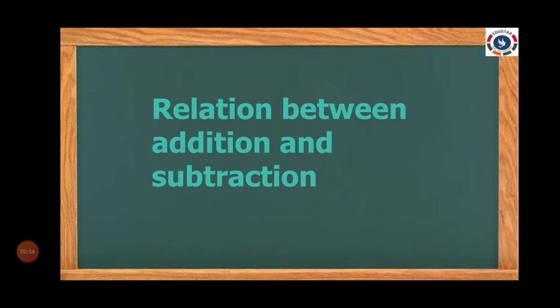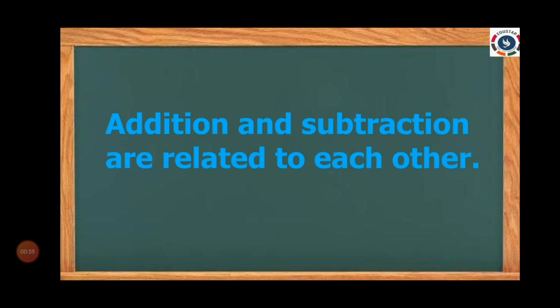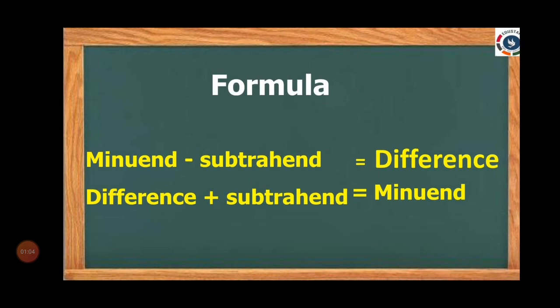Then we are going to study about the relationship between addition and subtraction. Addition and subtraction are related to each other. How? Going to see now. The formula is given. If you study the formulas thoroughly, that is very helpful for checking the answer. Now minuend, already I told, minuend is the bigger value. Subtrahend is the second value, that is the smaller value. You will get the result, that is the difference. That is the first formula: minuend minus subtrahend is equal to difference.